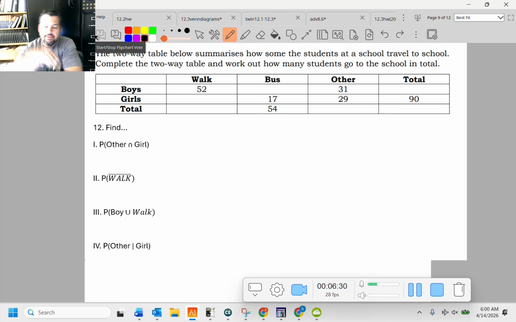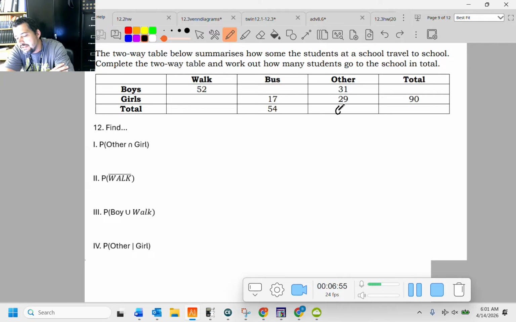All right. Two-way table below summarizes how some of the students at school travel to school. Complete the two-way table and work out how many students go to the school in total. So you guys had this guy 2 days in a row. You should have mastered it. But grading, first and fifth, I can tell you, you did not master it at all.